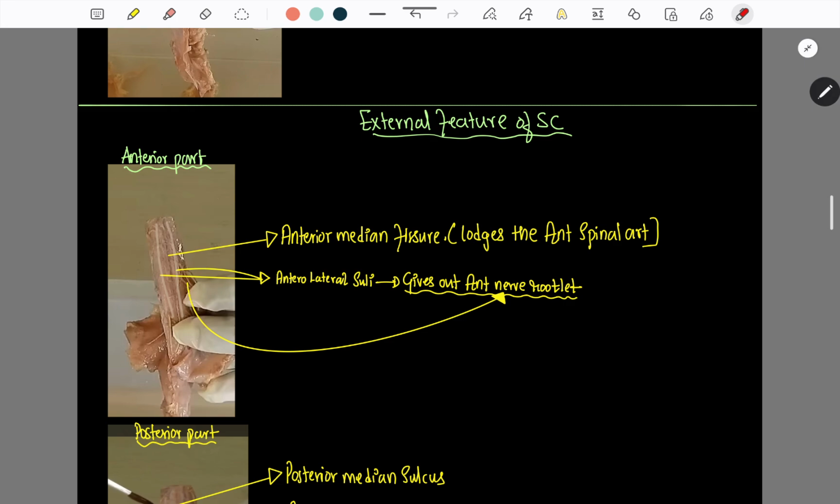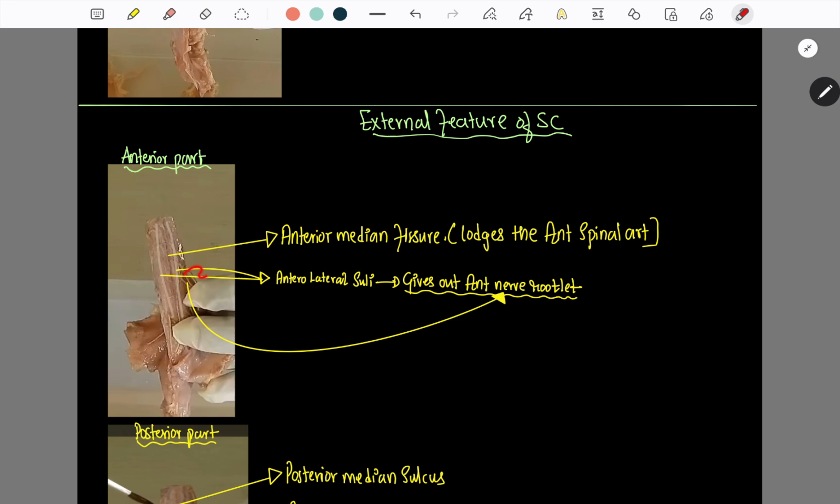Now coming to the external features of the spinal cord. In the anterior part, you can see this line. This is called the anterior median fissure, which lodges the anterior spinal artery. And beside this, lateral to the anterior median fissure, two sulci are present. The anterolateral sulcus gives anterior nerve rootlets.